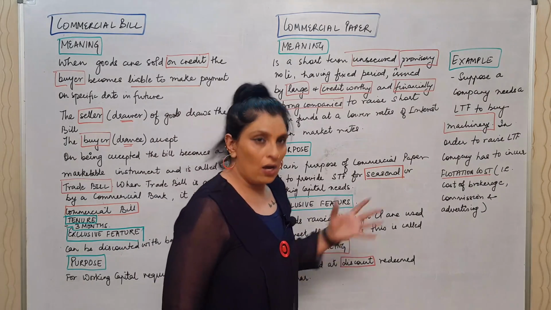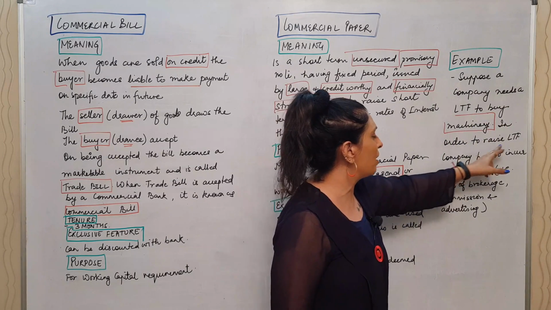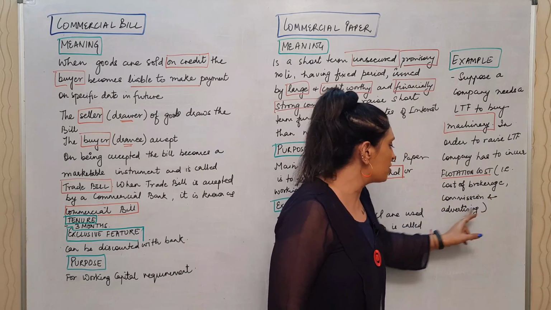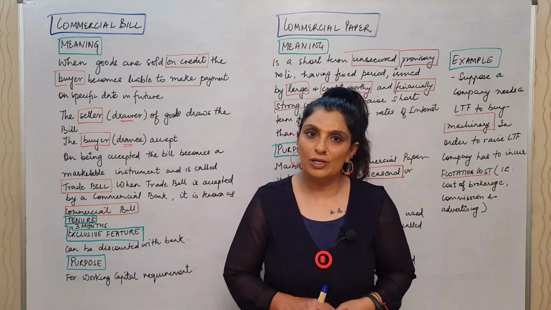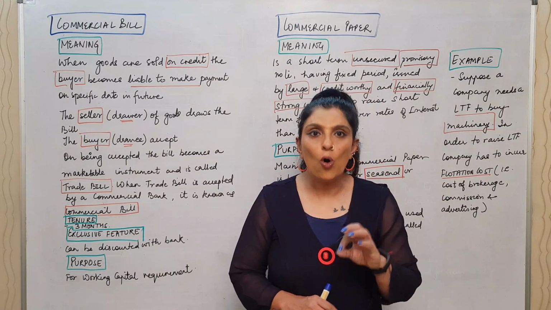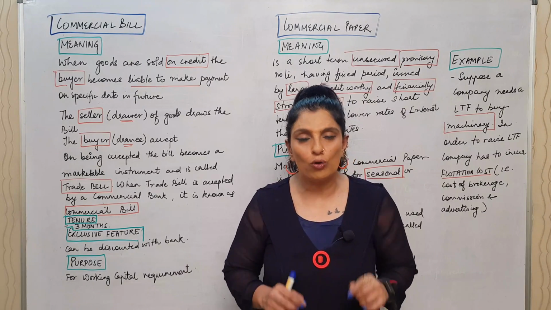Sold at discount means at a lesser price, and redeemed at par means at the same price to which they actually belong. Now, for example, suppose a company needs long-term funds to buy machinery. In order to raise long-term funds, the company has to incur flotation costs, that is brokerage, commission and advertising. So for that purpose, it issues a commercial paper. So that's about commercial paper. I hope the topic money market instruments is clear to all of you.